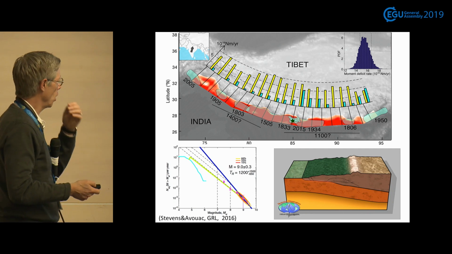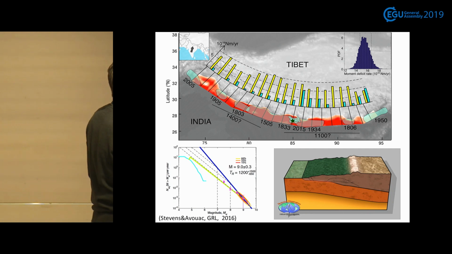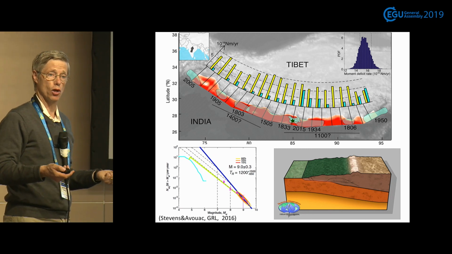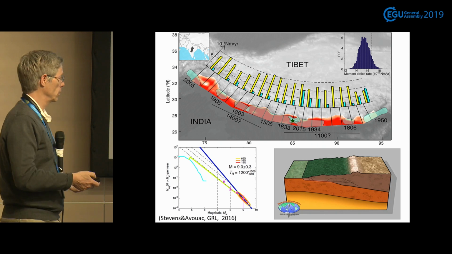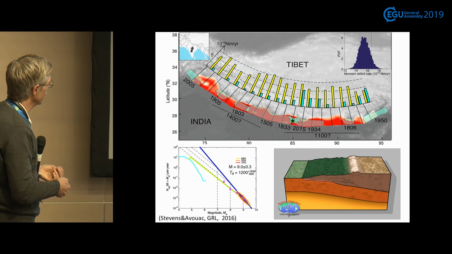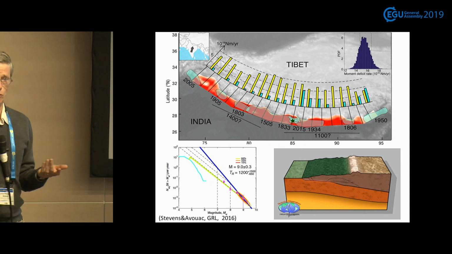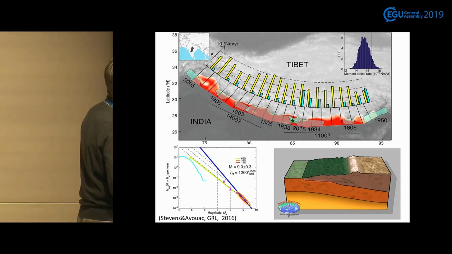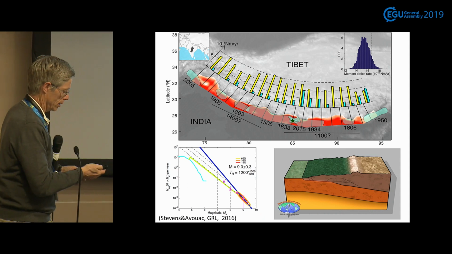So if you use the same logic I introduced earlier to ask how large and how frequent the largest earthquake needs to be in the Himalaya to balance the moment budget, you find that you need magnitude 9 here with a return period of the order of 1,000 years. So you need millennial earthquakes of magnitude 9 or so in the Himalaya.